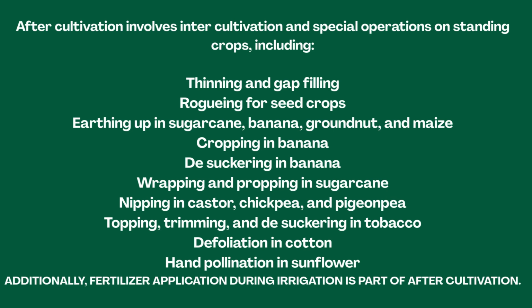Roguing for seed crops. Earthing up in sugarcane, banana, groundnut, and maize. Cropping in banana. Desuckering in banana. Wrapping and propping in sugarcane. Nipping in castor, chickpea, and pigeonpea. Topping, trimming, and desuckering in tobacco. Defoliation in cotton. Hand pollination in sunflower. Additionally, fertilizer application during irrigation is part of after cultivation.